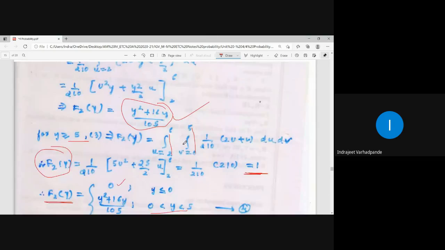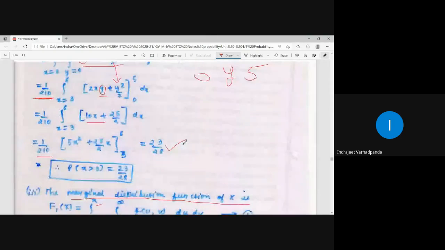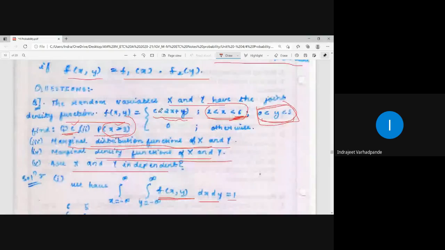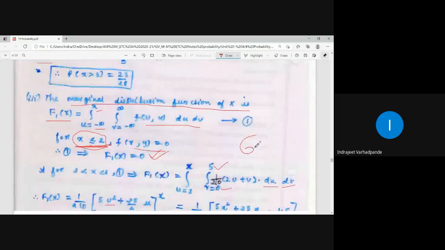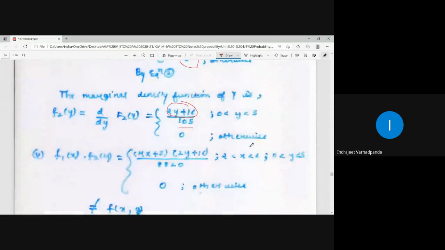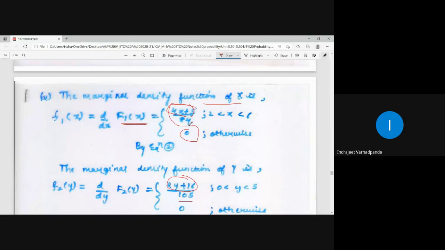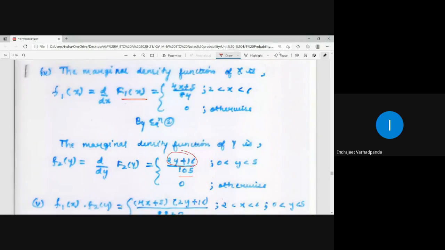Now what is your joint density function? Joint density function given to you is c into 2x plus y. What is the value of c obtained as? Value of c is obtained as 1 upon 210. So what is our function coming out as? 2x plus y upon 210. But if you take the product of marginal density function for x and y, what is marginal density function for x? 4x plus 5 upon 84. What is marginal density function for y? 2y plus 16 upon 105.